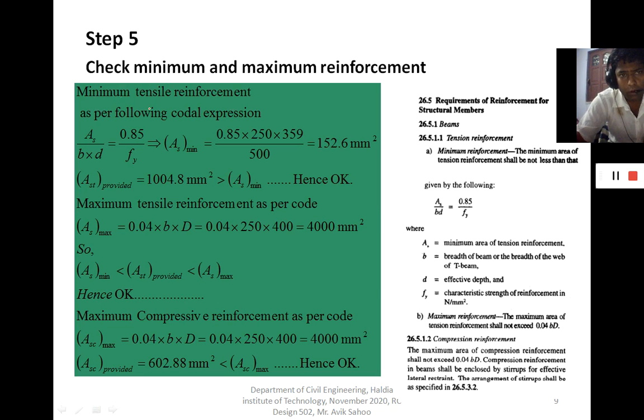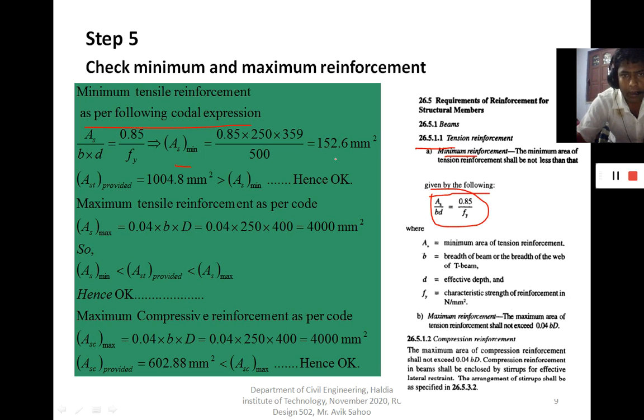We cannot use reinforcement that is less than the minimum or more than the maximum. It should be within minimum and maximum. What reinforcement we provide should be within minimum and maximum. As per the following codal expression, the minimum reinforcement is given in clause number 26.5.1.1 by the expression: As by bd equal to 0.85 fy.